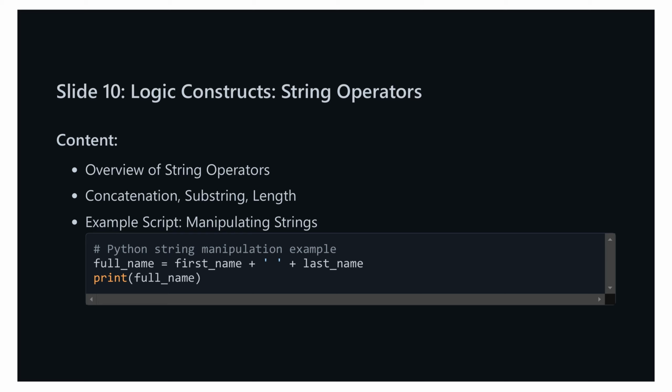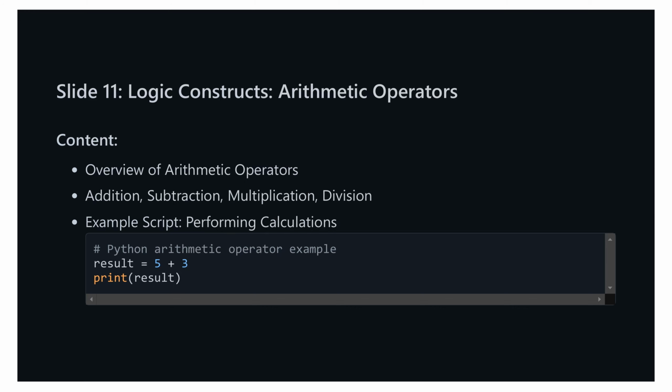and we'll see how to apply these in real-world calculations with Python. In the last slide, we explored various string operators, including concatenation, substring extraction, and calculating length with a practical Python example. We saw how to manipulate strings by combining first and last names and outputting the result. Now let's shift our focus to another critical aspect of logic constructs in Python: arithmetic operators.